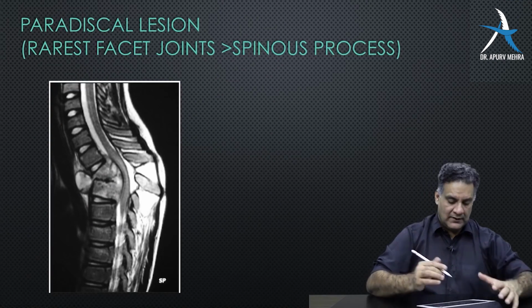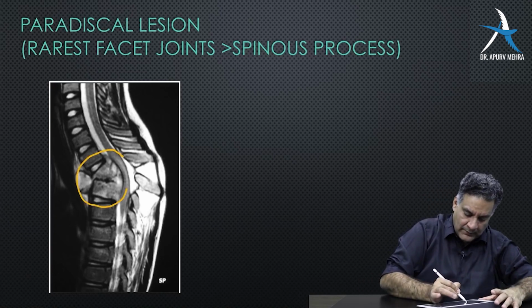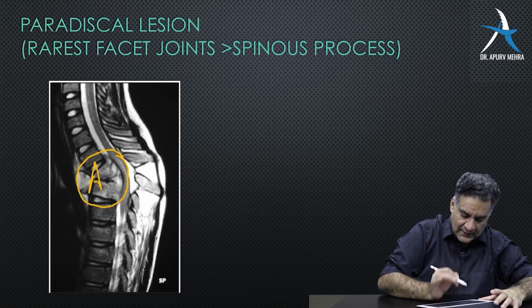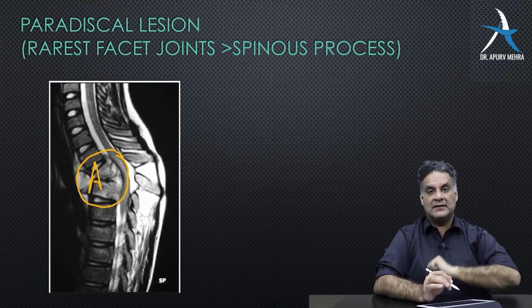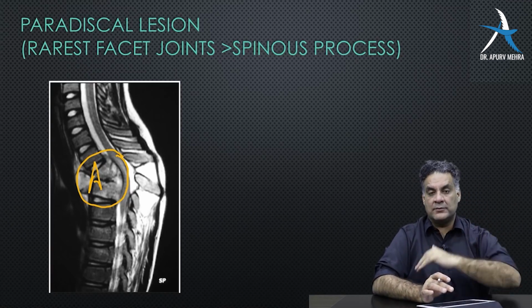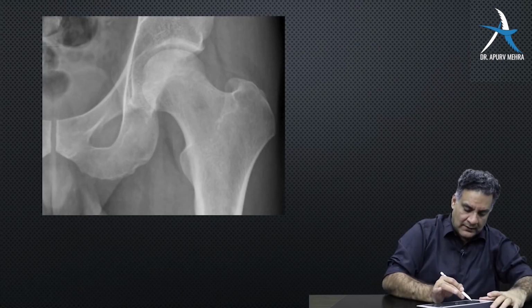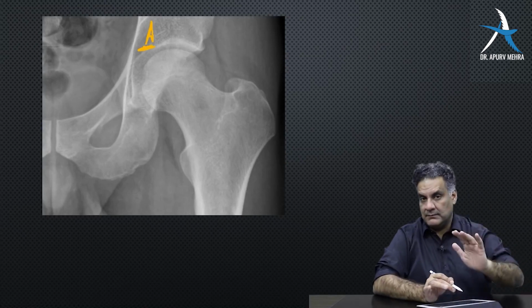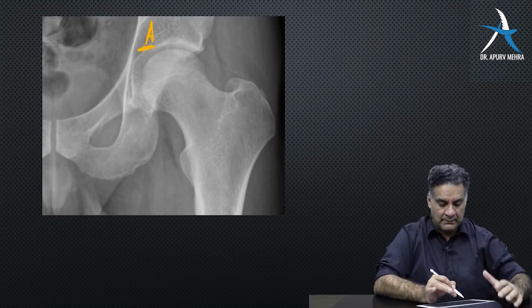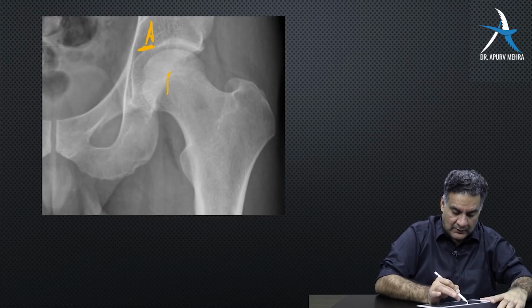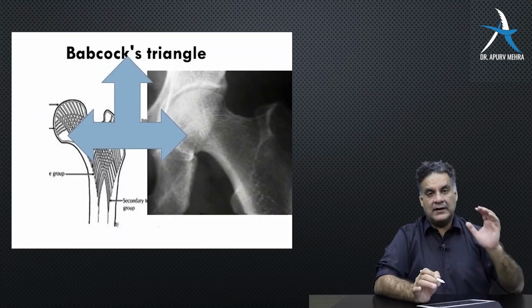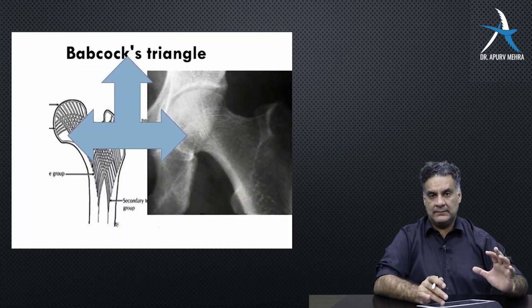Tuberculosis will always affect two contiguous vertebrae. It's a disease which is anterior. It's also called a paradiscal disease. It will rarely involve the posterior elements. Remember, TB hip most commonly involves the acetabulum. After acetabulum, the second common site for TB hip is the proximal end of femur, the femoral head. The triangular area here is called Babcock's triangle.